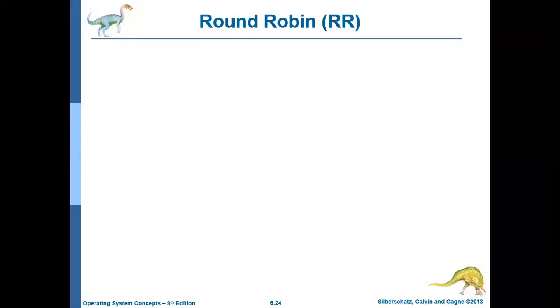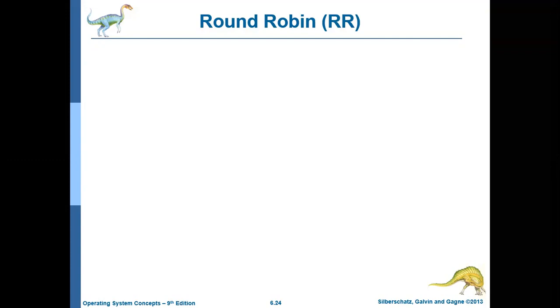Yeah, welcome. So we are discussing the various CPU scheduling algorithms. In the last class, we have discussed the priority scheduling algorithm. Today we'll be moving on to the next CPU scheduling algorithm, which is called the round robin scheduling algorithm.